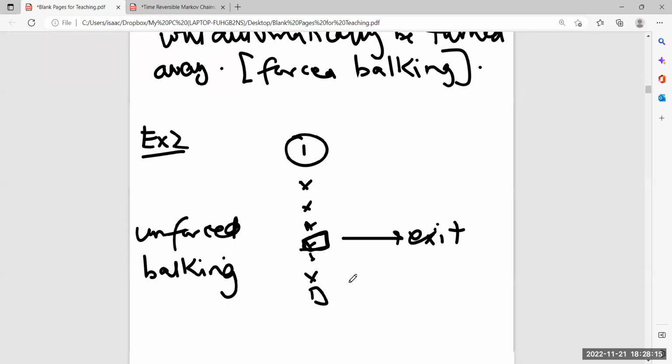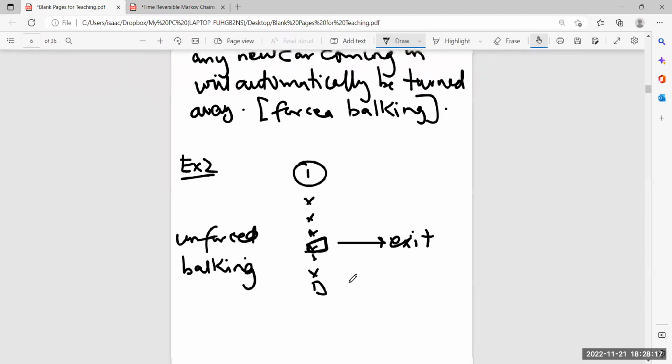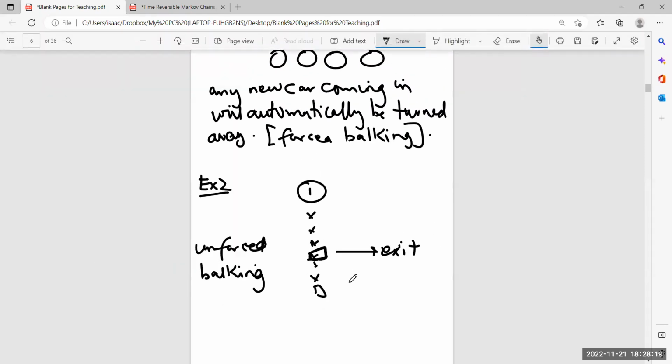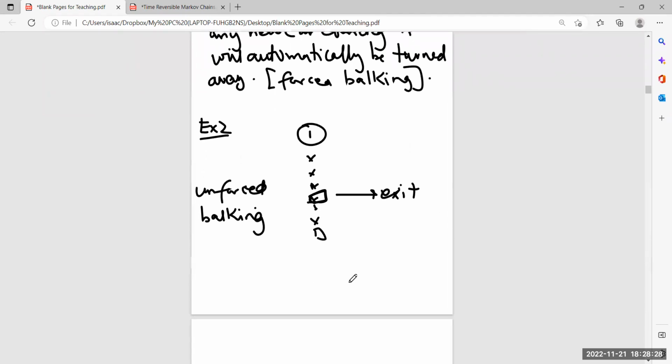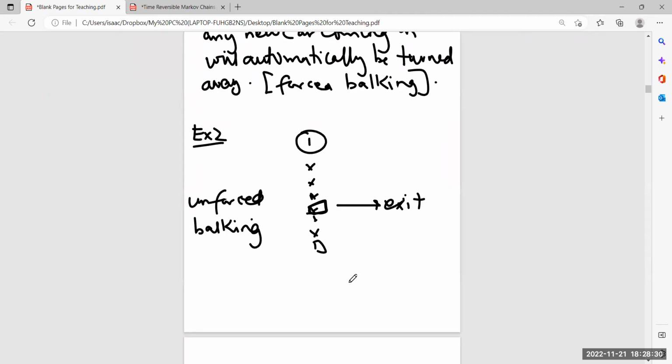So when you read about queueing theory, you'll read about these two things. The first one, forced balking, and the second one is unforced balking. The next term that we're going to look at is reneging.